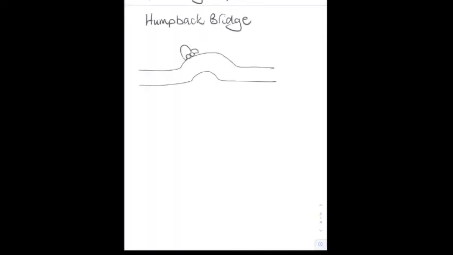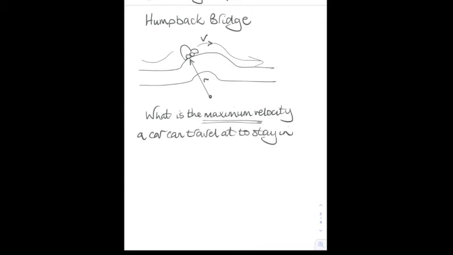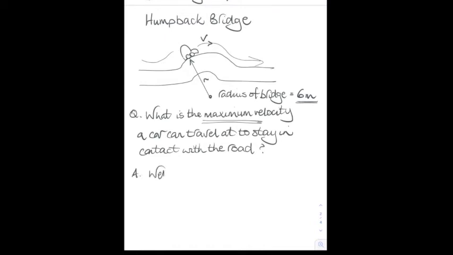Here's another example of the same sort of thing. This is a car going over a humpbacked bridge. If this car is going too fast, it will leave the road. It will fly off the surface of the bridge, if you like. So therefore there is a maximum velocity that this car can travel at and still stay on the road. It's exactly the same type of question. The humpback bridge has got a kind of circular path. It's got a radius of 6 metres. And therefore, we can use the same principle to solve this.